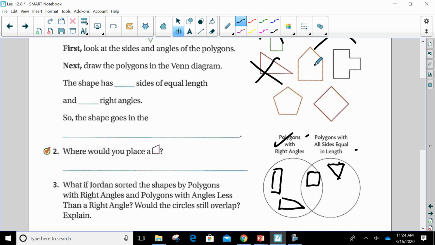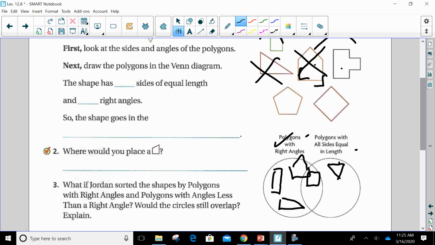Now let's look at this guy. It's a pentagon. It has 5 sides. Does it have right angles? Yeah, it does, right here, right here. So I could put it there. Are all the sides equal? No, it's not. So I'm going to put my pentagon right there.